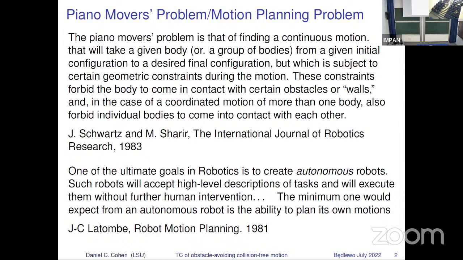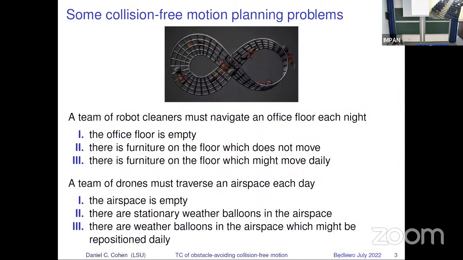Okay. So perhaps the bare minimum that we, the robot motion planners, should hope for is to be able to understand how complicated this motion planning is. That's, I guess, the objective of the talk. But here are some problems that I would like to think about in various contexts.